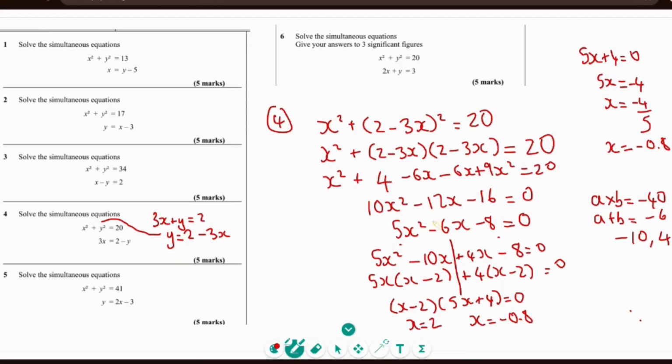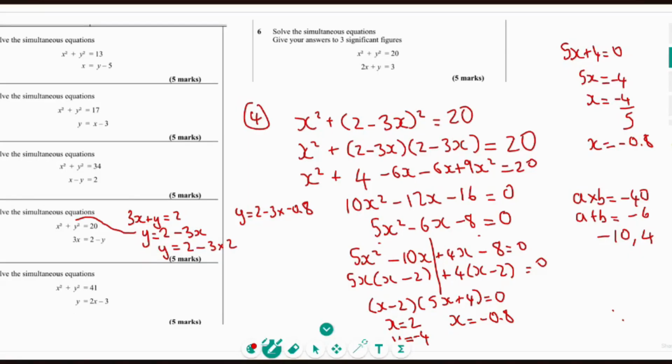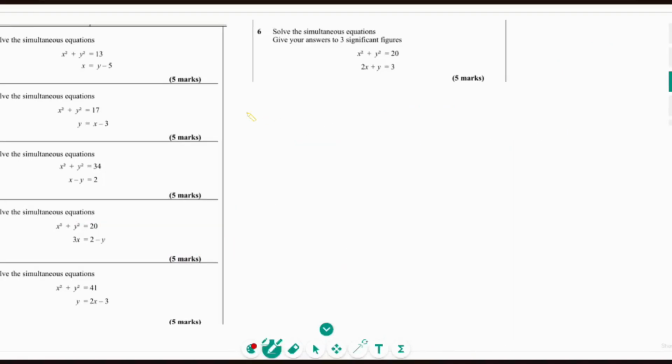So if x is 2, y equals 2 minus 3 times 2, negative 4. And when x is minus 0.8, so y is 4.4. Okay, number 5.